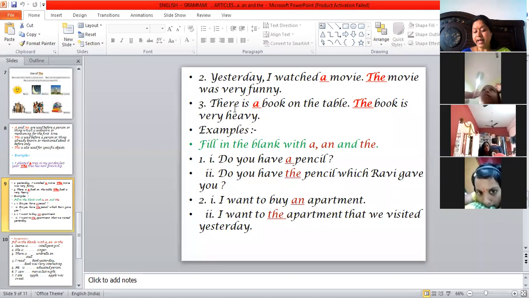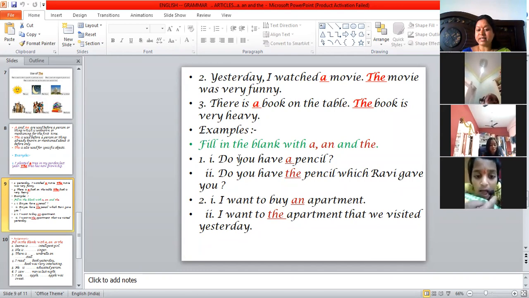And similarly, there is a book on the table. Why a? Because this noun book is starting with B. And again, you are using this noun for the second time. That's why you need to use the before this noun. There is a book on the table. The book is very heavy. Children, you try to understand the usage of a, an, and the. A, an, and the are called articles.